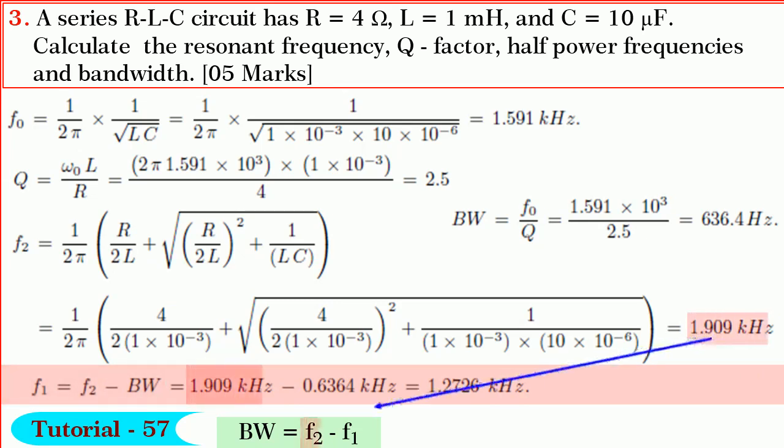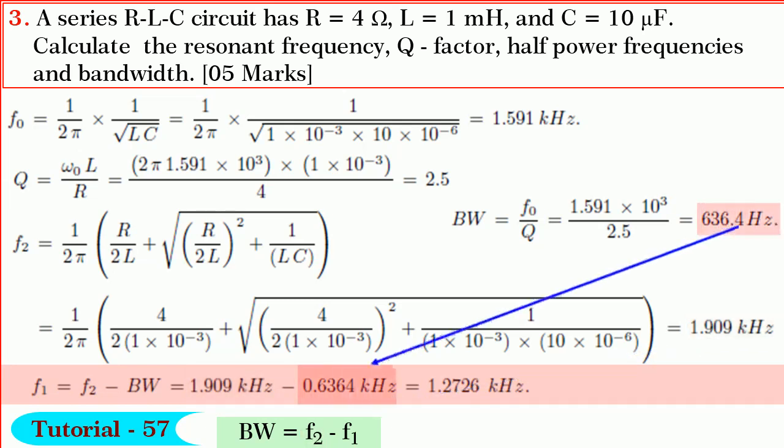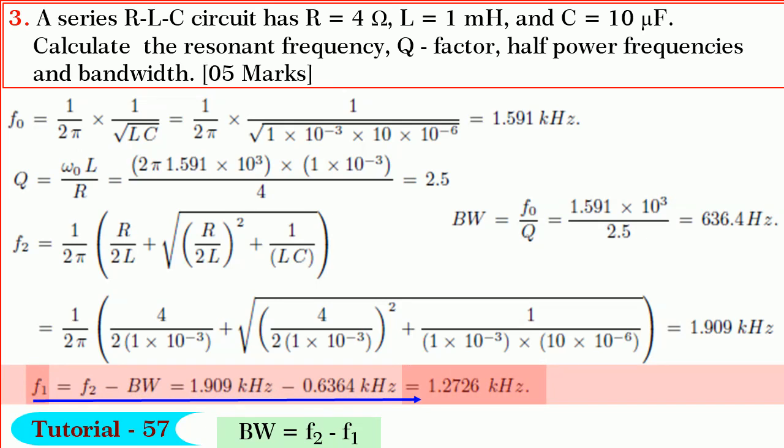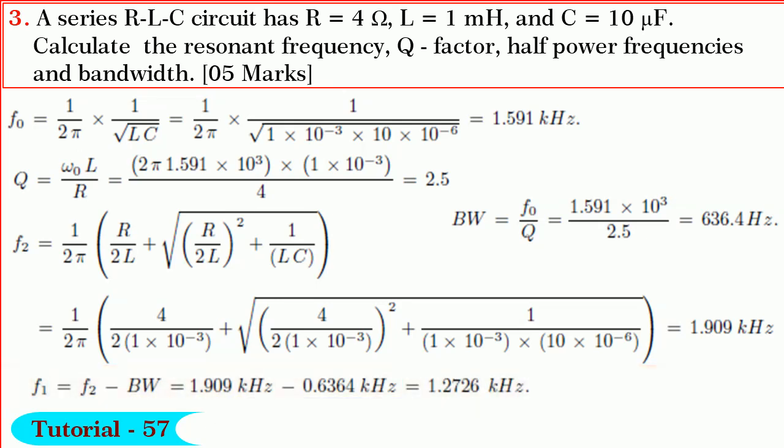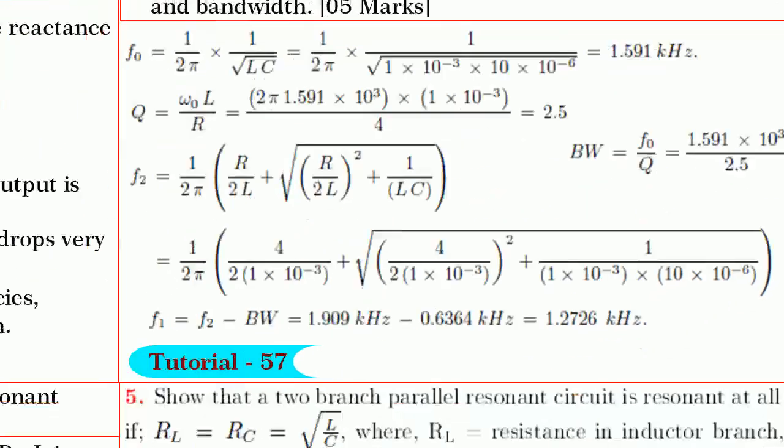But we know bandwidth is equal to F2 minus F1 or F1 is equal to F2 minus bandwidth. By substituting F2 is equal to 1.909 kHz and bandwidth is equal to 0.6364 kHz and solving, we get F1 is equal to 1.2726 kHz. It is simple and straightforward.